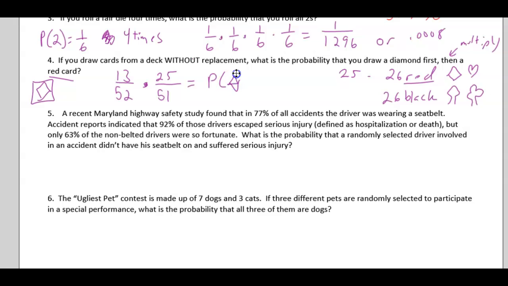Oops, that's a triangle. I can't draw. Let me try again. Probability of a diamond and red. So when I multiply that, it gives me 25 over 204, or you could say 0.1225, or 12.25%.